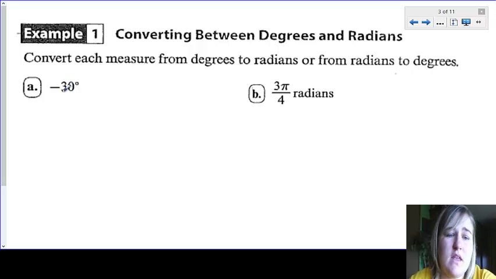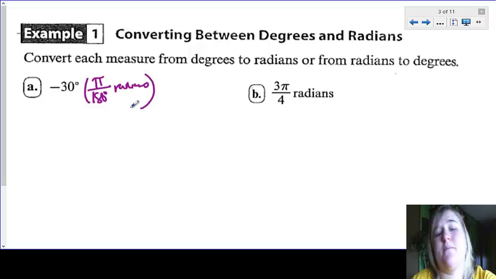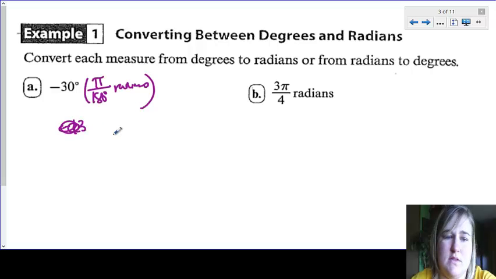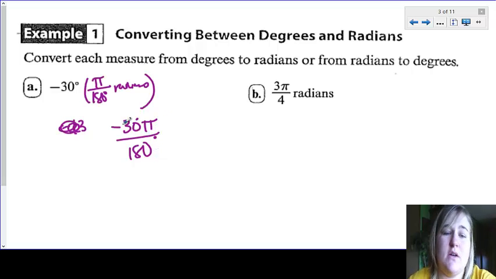On this one, negative 30 degrees, I'm converting from degrees to radians. So when I do that, I'm going to use the pi radians over 180 degrees. Okay? And whenever I multiply these, I would get negative 30 pi over 180. Those are both degrees. And I can reduce that. Okay, I don't want to get rid of the pi. I just want to reduce the angle measures, so they both reduce by 30, which is going to give me negative pi over 6. That's my final answer.